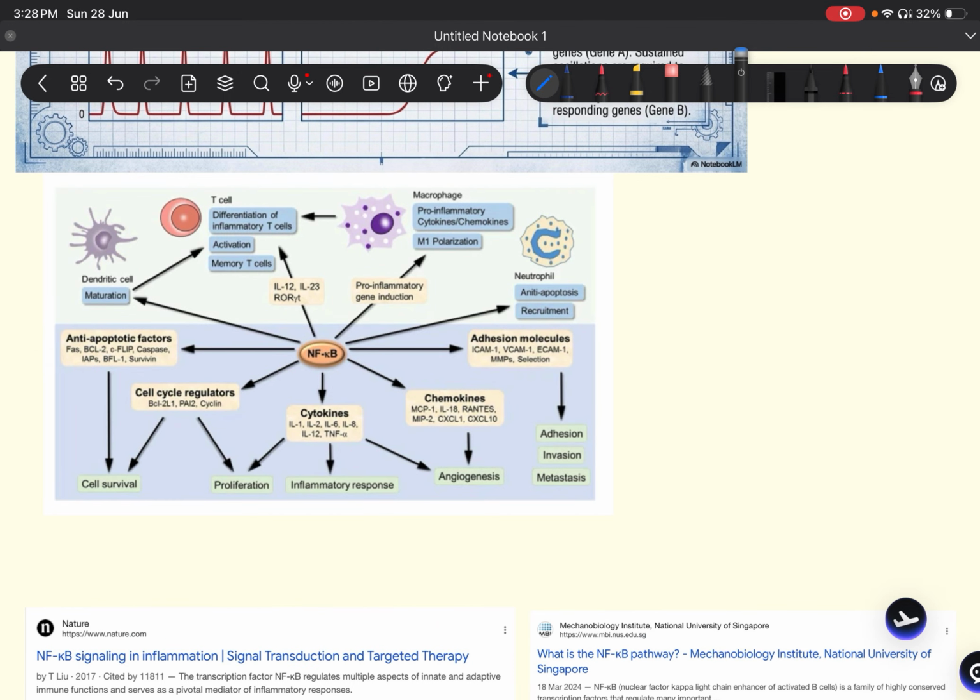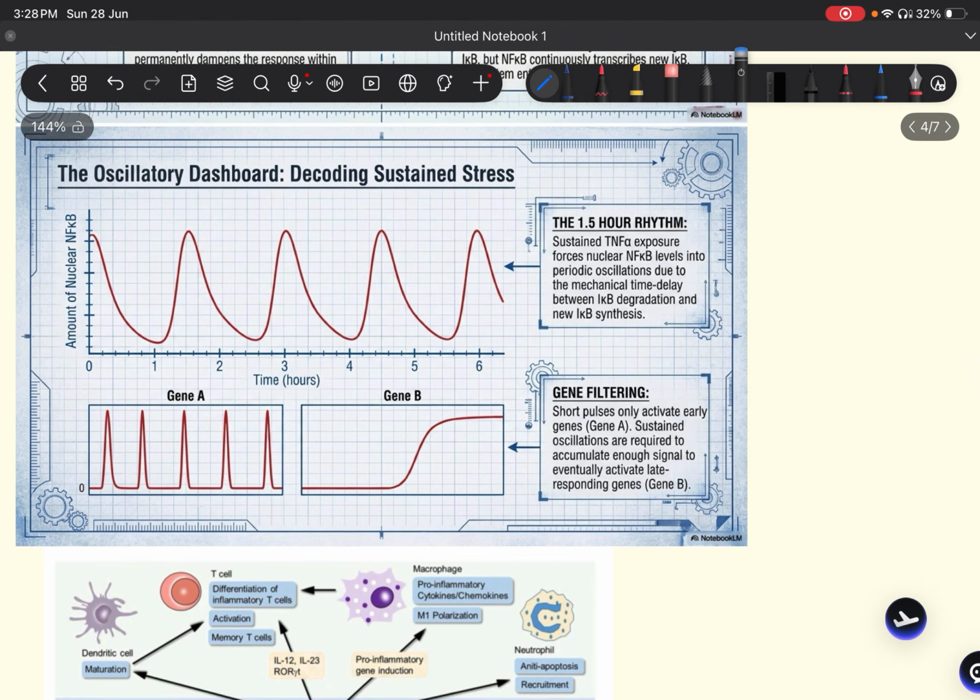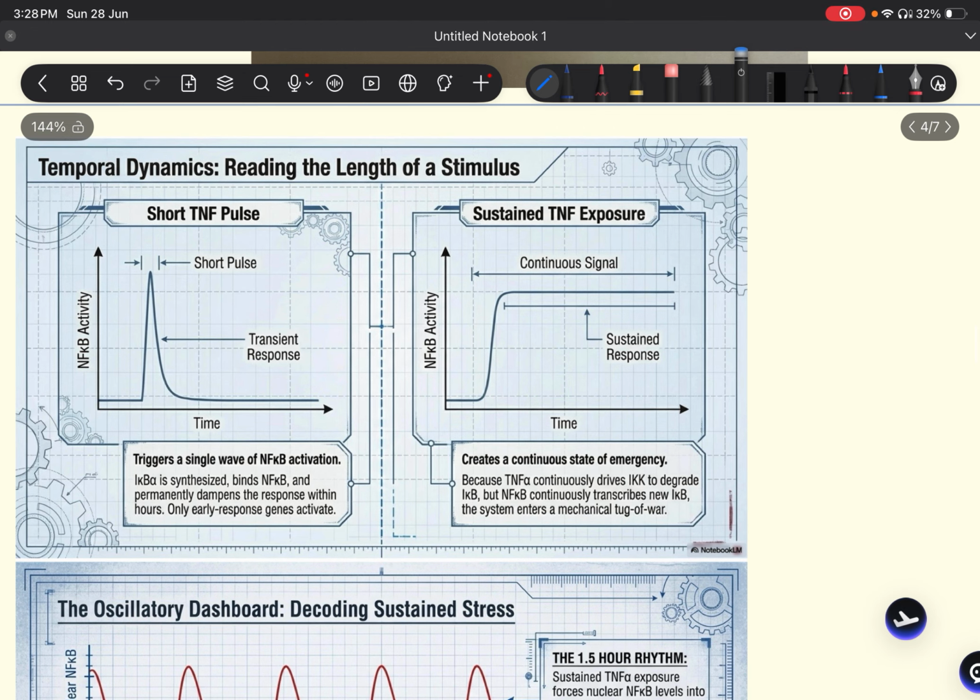Anti-apoptotic pathways, dendritic cell maturation, T cells, macrophages, a lot of functions, right? Now let's talk about the temporal dynamics. So when this is synthesized, it binds to this, and it permanently dampens the response within the cell.